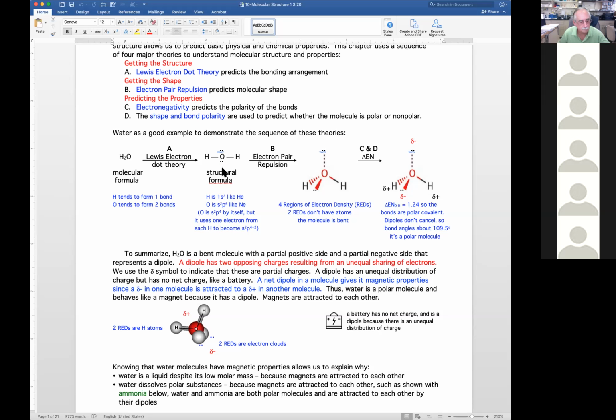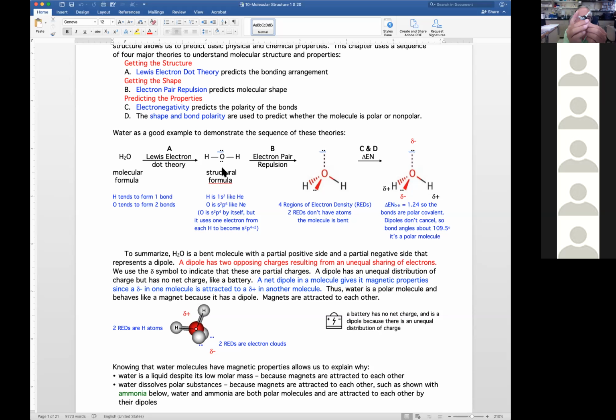This is going to be a little hard to do without models for you to play with. But here's a model where I have 4 what we're going to call regions of electron density, and they all repel one another. In this particular shape, which is called tetrahedral because there's 4 sides, 1, 2, 3, 4, this is how I get all those electron clouds as far apart from one another as possible.